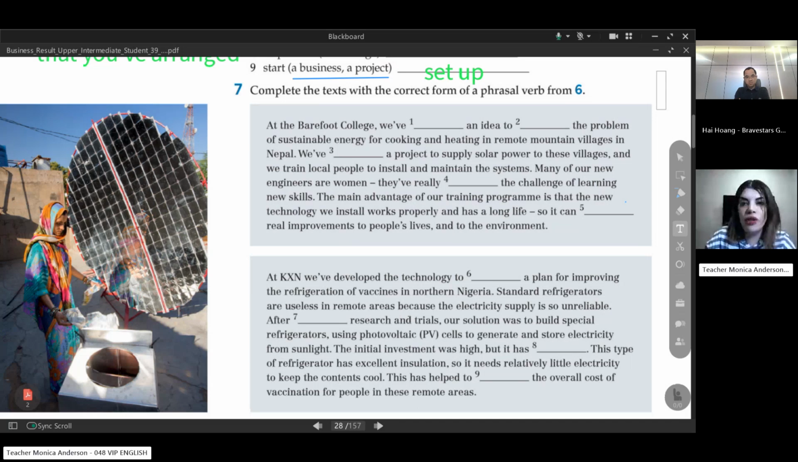I know that we can use the next one another way. At KXN, we've developed the technology to what? A plan. This one, I think. To what? A plan for improving refrigeration, okay, vaccines in northern. Set up is okay. Take forward, yeah, of course. Make it better is better. Both of them make sense. So you can say, but take forward is better.